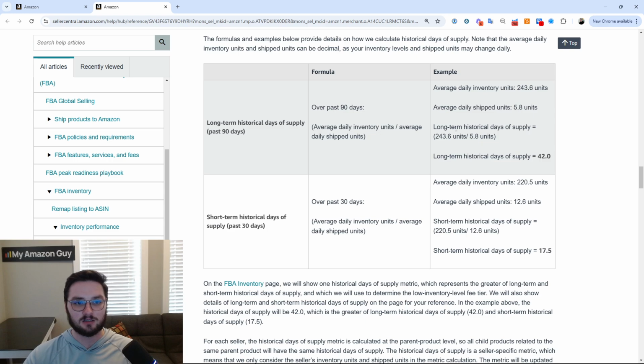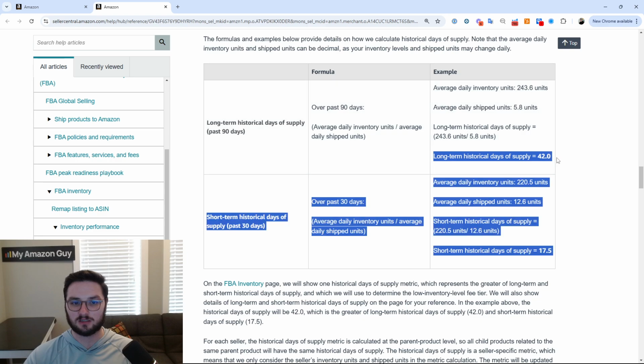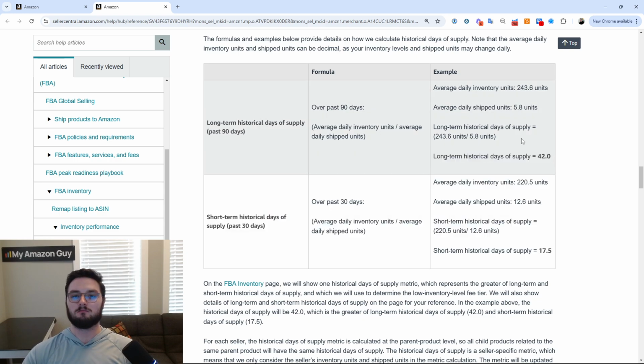And then we see long-term historical days supply. We divide these two numbers, the daily inventory by the daily shipped, and that will give us days of inventory. Most people should know a general idea of how much inventory they have at any given time, but this gives a little bit better of an estimate.